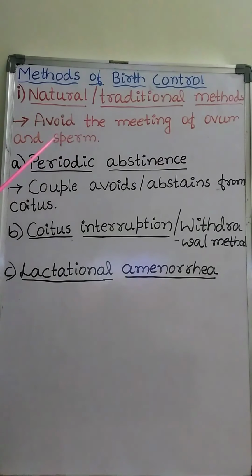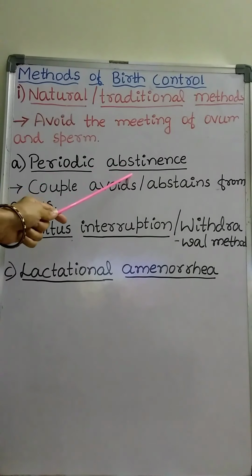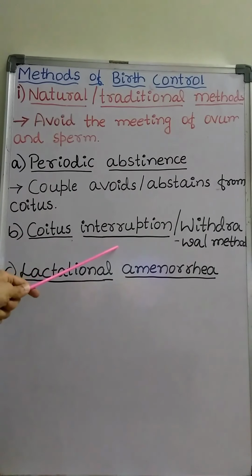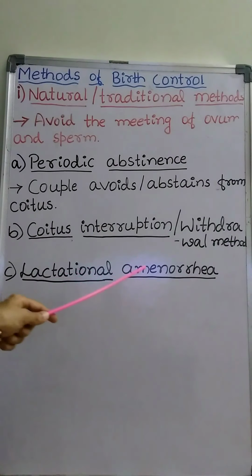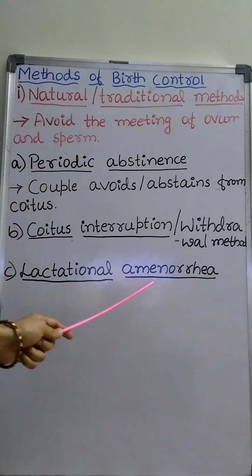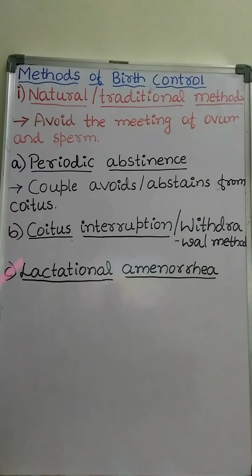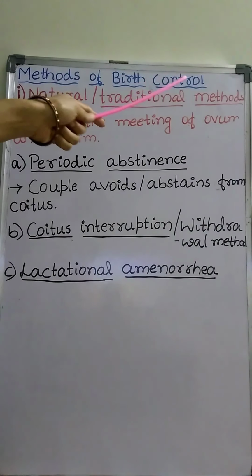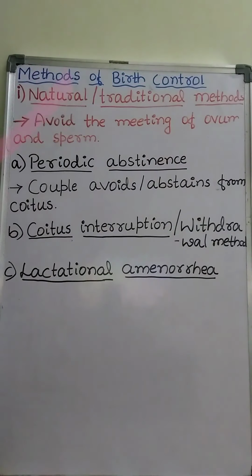Natural or traditional methods of birth control include three different methods: periodic abstinence, coitus interruption or withdrawal method, and lactational amenorrhea. First, let us discuss periodic abstinence.